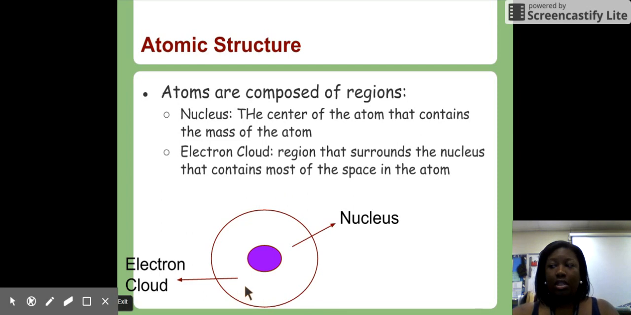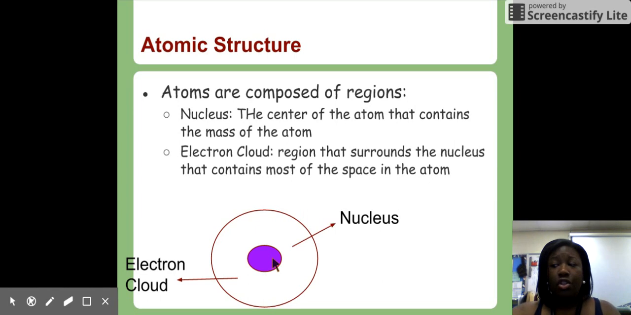This is going to take up a lot of space because there's going to be a lot of room between this region and this region. From the nucleus outward, it's going to be tons of room. So it's going to account for most of the space, but it's not going to have a lot of mass.